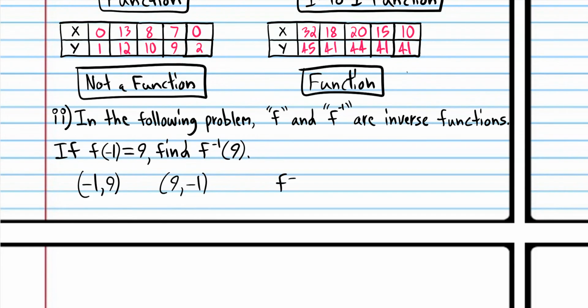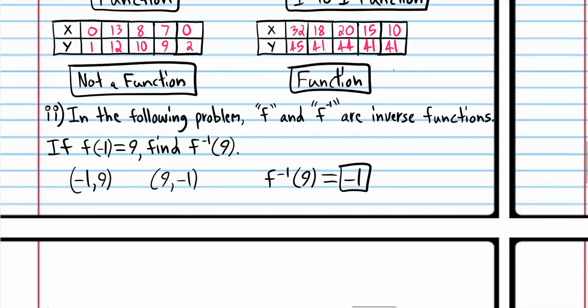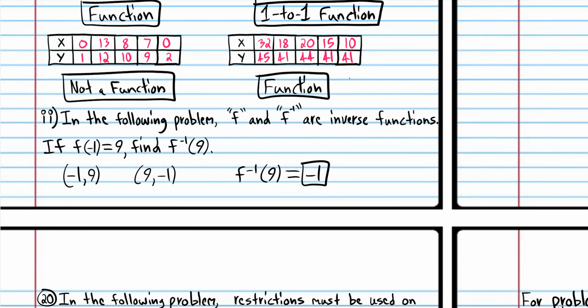So what this is asking us is if we plug in 9 as our input to the inverse function, what is our output? Well, obviously -1. So there you go. So is that difficult? No. Is it confusing? Yes. The notation is very confusing.